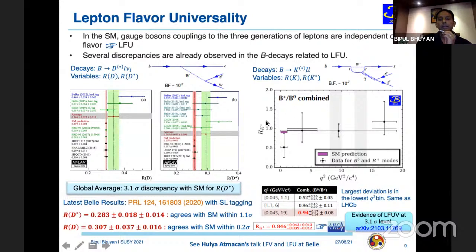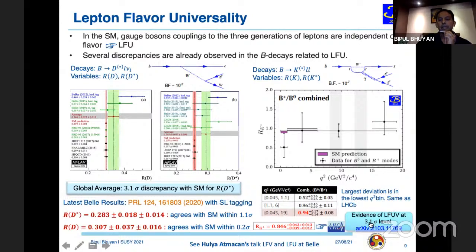Here in this case, you can see this plot for RK star as a function of various q square bins. And then of course, this is the Standard Model prediction, this is at unity, but in the lowest q square bin, we see some significant deviation between the Standard Model prediction and the measurement, using both the B0 and then B plus mode. So of course, this largest deviation is seen in the lowest q square bin, and this is similar to whatever LHCb has seen.